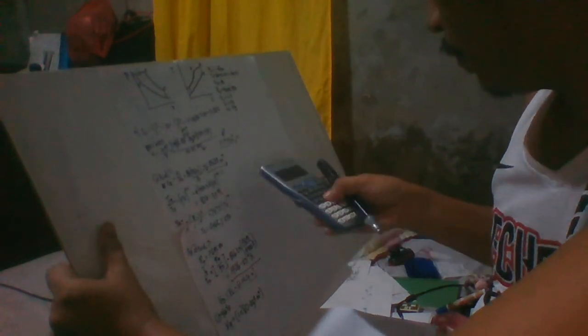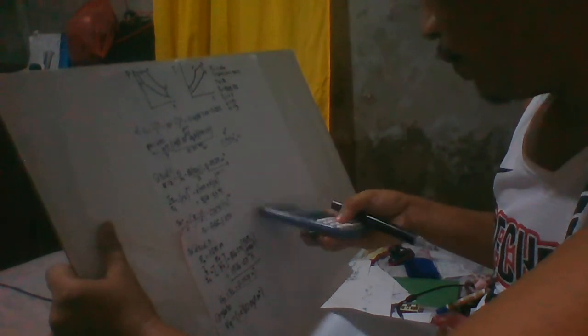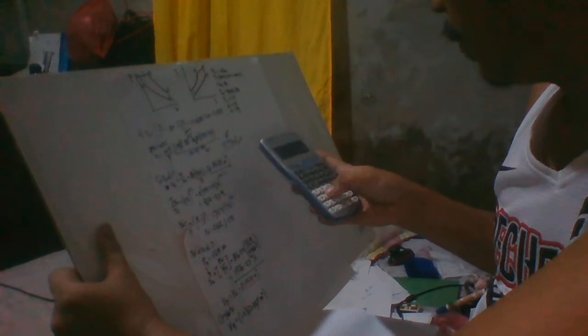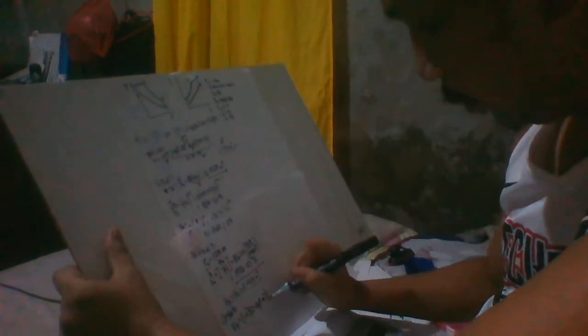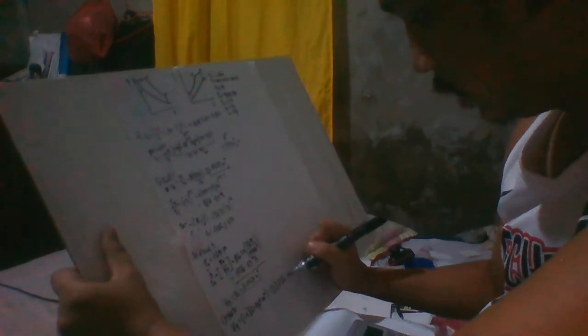1.5 times 0.0524. So, here it is. We will have volume 4 equal to 0.0786 cubic meter. So, we will proceed to the temperature 4.